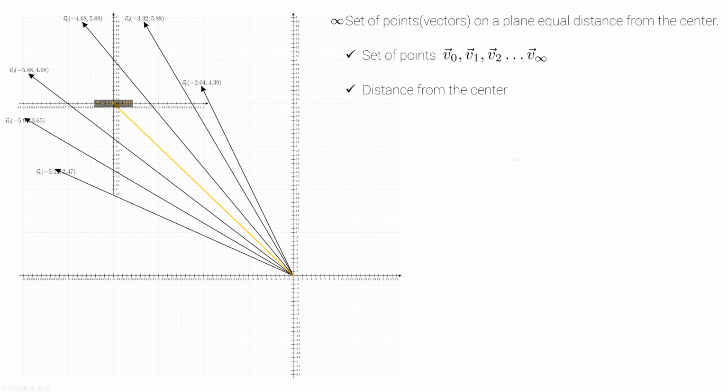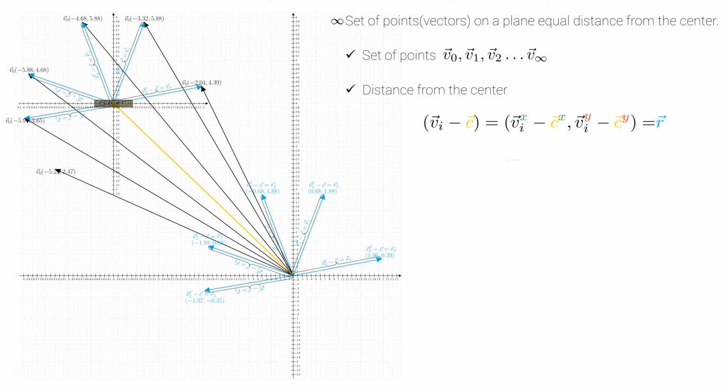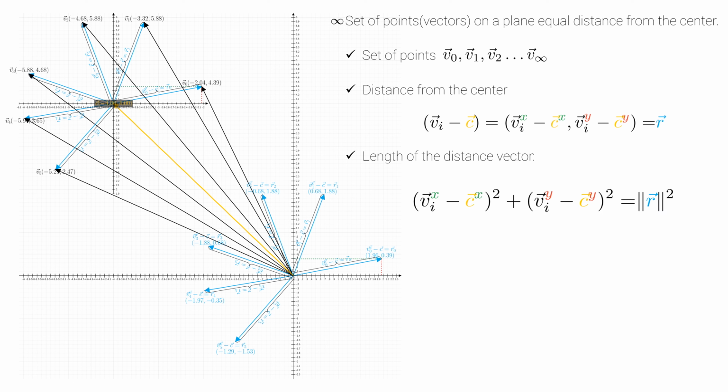The distance difference from the center can be defined as V minus C, yielding the blue R radii vectors for points. Note that R vectors have the same length and direction, only shifted by the center. The distance is measured by the Euclidean distance based on the Pythagorean theorem.